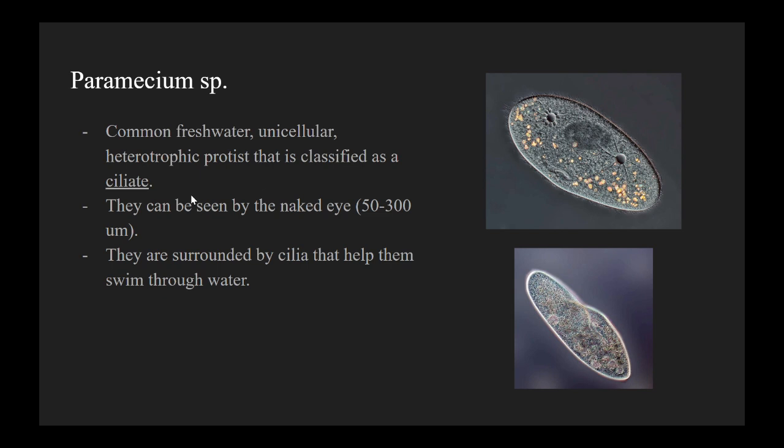And these actually have pretty big cells, so they can be seen by the naked eye, 50 to 300 micrometers, microns. And these are actually pretty cool because you can find them in pretty much any lake or pond. So even in Mr. Del Grosso's class last year, we got some lake water from Cassidy Lake, and then we looked at drops under the microscope, and we could actually see some paramecia. So they're pretty ubiquitous, pretty common.